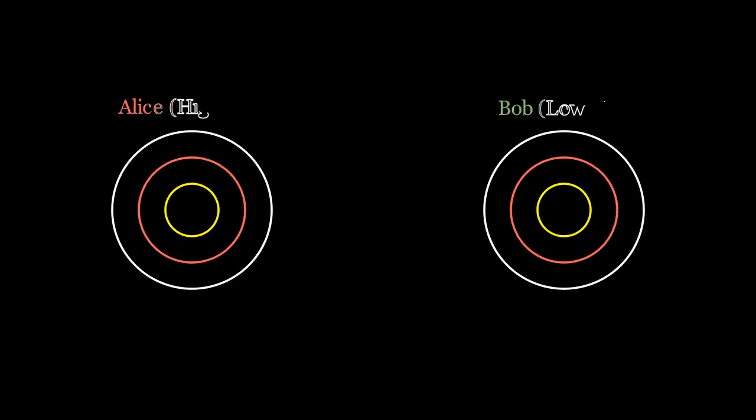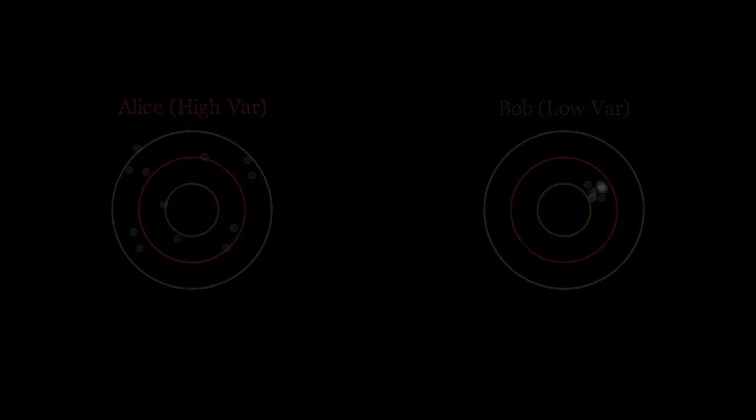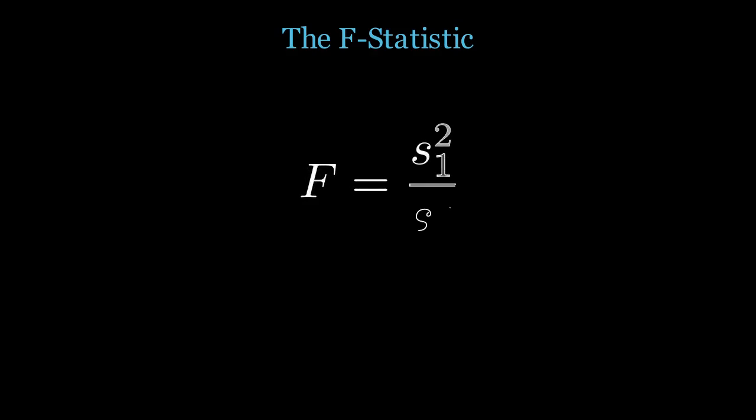Imagine two archers, Alice and Bob. Alice hits the bullseye occasionally, but her shots are scattered all over the target. Bob never hits the exact center, but all his arrows are bunched tightly in a small circle. Who is more consistent? Bob, of course. In statistics, this tightness or spread is what we call variance. The F-test is the mathematical tool we use to prove if the difference in consistency between two groups is statistically significant or just a result of random luck.